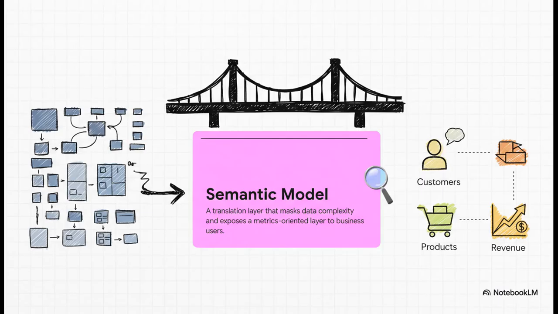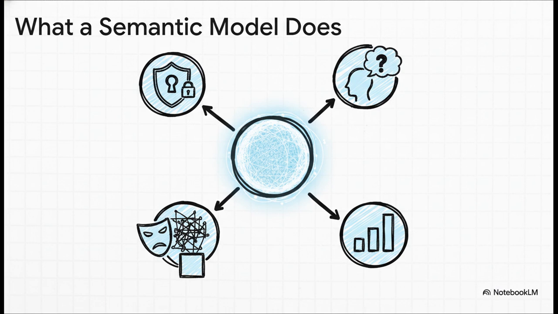So what's the big idea here? What is a semantic model really? Well, think of it like a universal translator. It sits between the super technical, messy world of database tables and weird column names and the business. It takes all that complexity and translates it into simple, intuitive terms that everyone gets, like customers, products, and revenue. Simple as that.